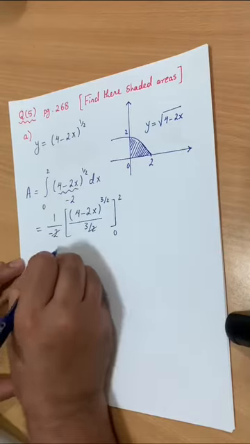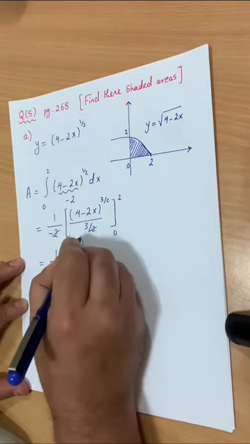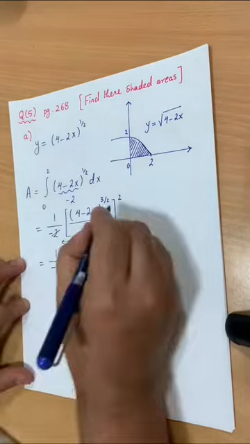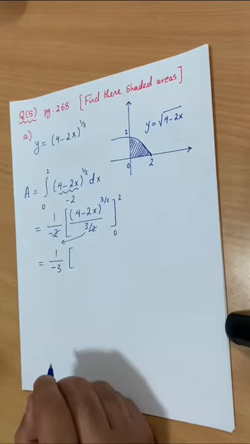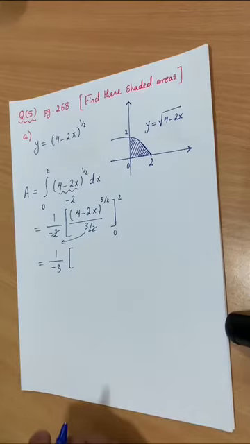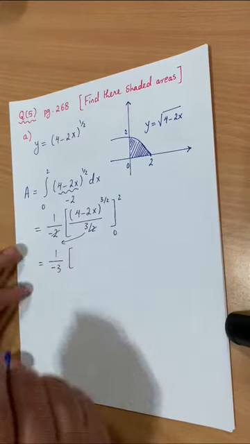You can write the constant outside, 1 over negative 3. You can write the 3 outside. Then replace x with 2 and then replace x with 0. Don't say 0 will give you 0 here. 0 will not give you 0. 0 will give you something else, because you have an expression.